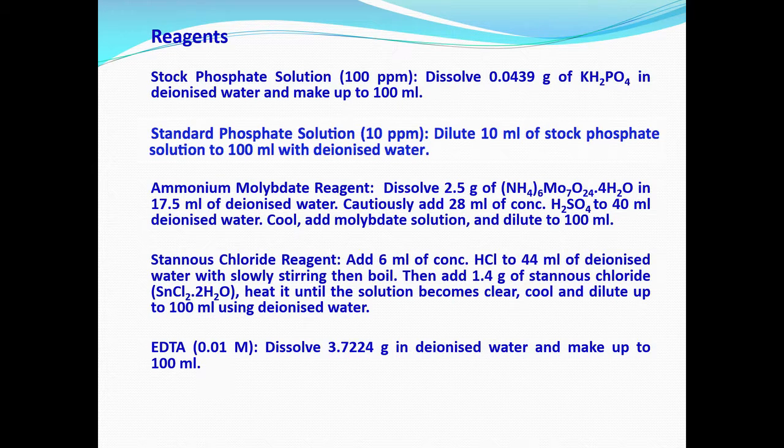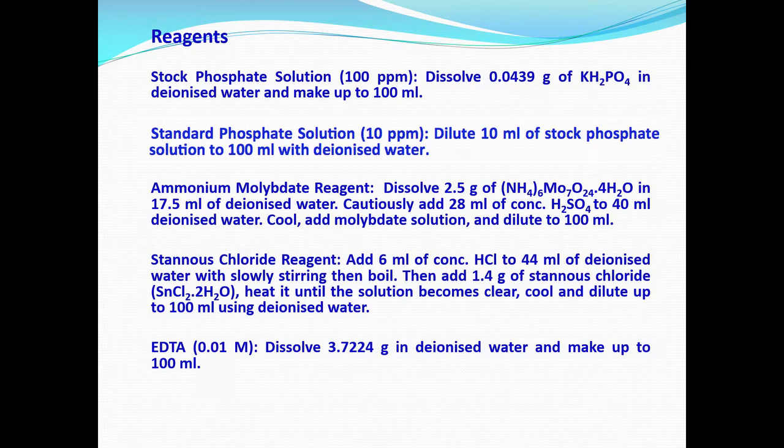So, these are the reagents. What we need is a standard phosphate solution, 10 ppm. You can prepare 100 ppm and 10 ppm standard stock solutions, and all the solutions are soluble in water. Then you have to prepare the ammonium molybdate reagent, which is available off the shelf, and you have to dissolve it in deionized water, add about 28 ml of concentrated sulfuric acid, and then cool and dilute to 100 ml.